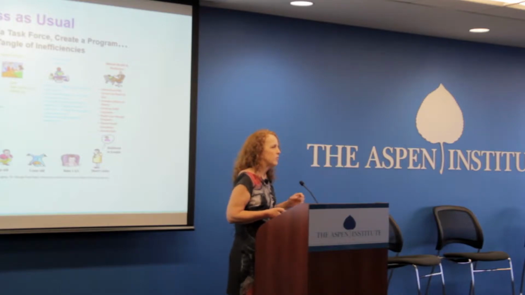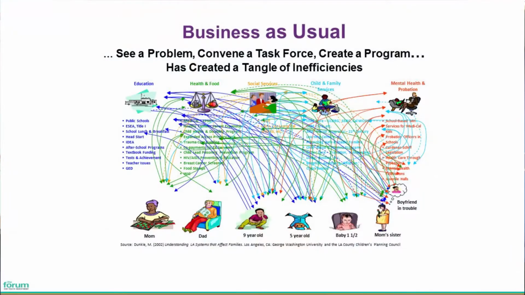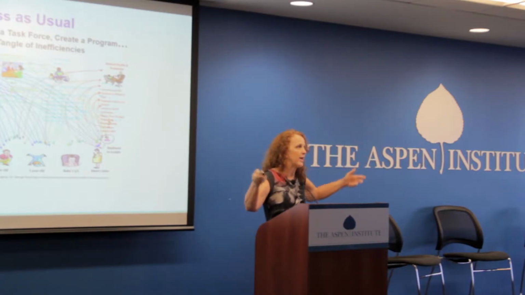The challenge is we tend to take a single issue approach, especially in this country, where you see a challenge, and this is some mapping that was done in a community. This is Los Angeles County, where they looked at how you find an issue and create a funding stream. Sometimes you create a task force around that funding stream. At the top it's education, health and food, social services, child and family, mental health, probation, and you create each thing that you think they're trying to address. Maybe it's food and nutrition, maybe it's obesity, maybe it's education, and you're trying to get the funding to them, and it starts to look like this massive bowl of spaghetti.